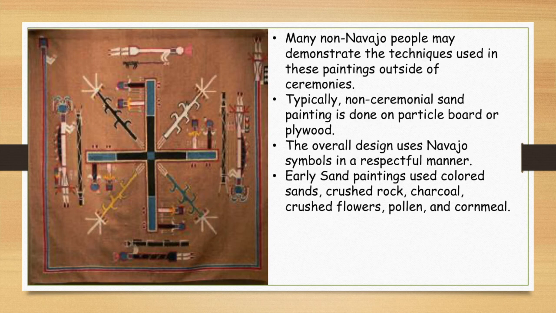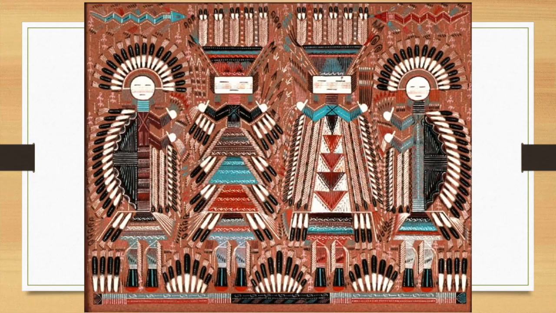What we're making today is a non-ceremonial sand painting, and these are often done on particle board or plywood. The overall design uses Navajo symbols in a respectful manner. Early sand paintings used colored sands, crushed rocks, charcoal, crushed flowers, pollen, and even cornmeal. These are just some examples of very intricate Navajo sand paintings to help preserve the culture. A lot of times artists do these non-ceremonial paintings and preserve them in much the same way that we're going to do ours today. Although if yours is this intricate and detailed, you better be entering it in the county and state fair.